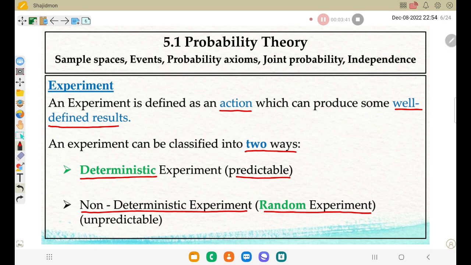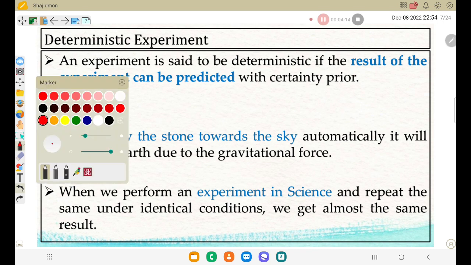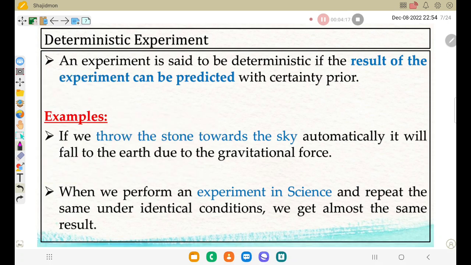Now let's look at the deterministic or predictable experiment. What is the meaning of that? An experiment is said to be deterministic if the result of the experiment can be predicted with certainty prior to conducting it. When we are conducting one experiment, we can predict its result beforehand. Before that itself we can predict correctly what answer we will get. That type of experiment we call a deterministic or predictable experiment. Let's see some examples here.